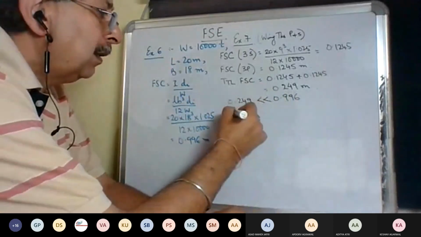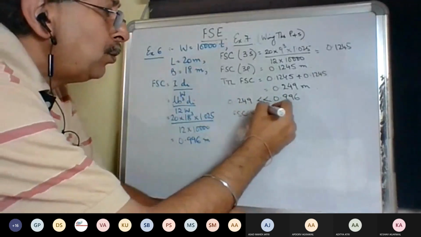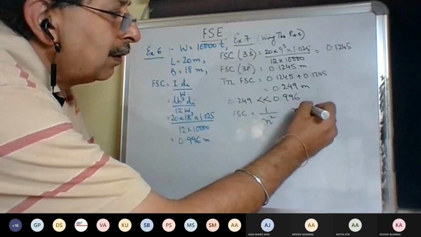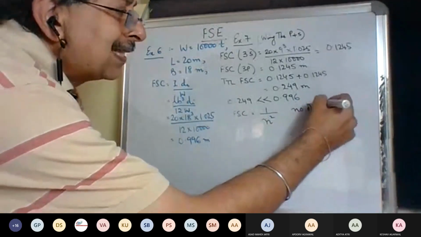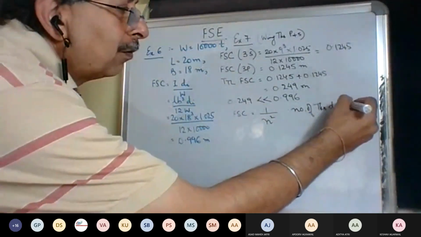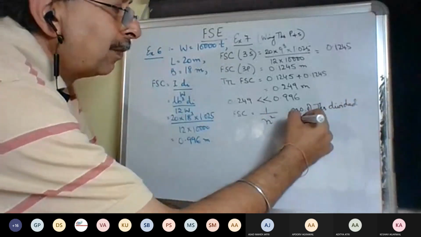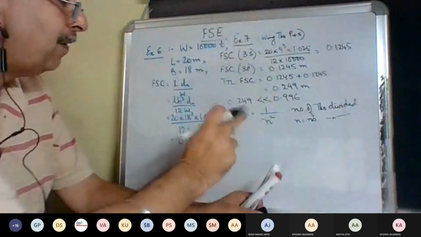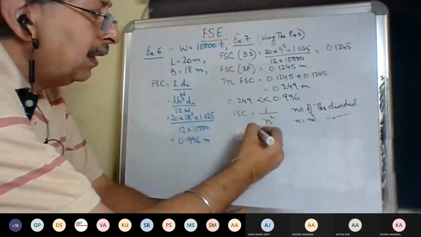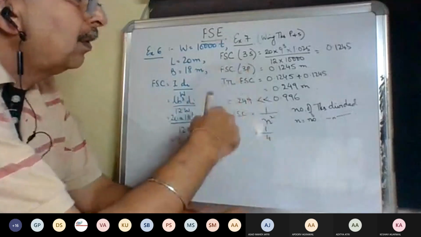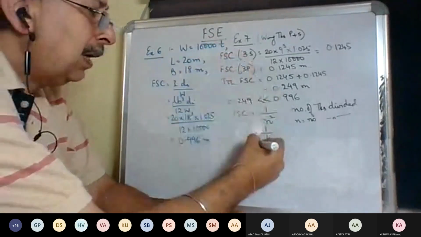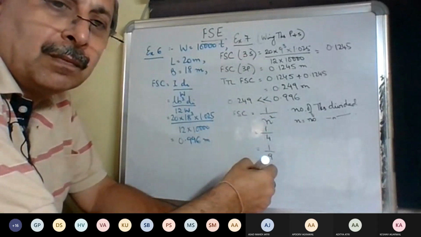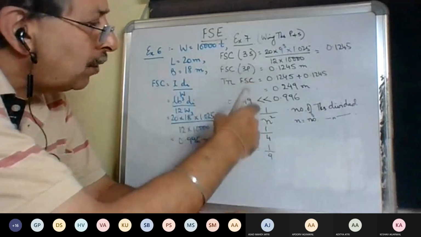So basically, the FSC is becoming 1 by n square, where n is the number of tanks being divided. So if I'm dividing it into 2, the FSC is becoming 1 by 4. If I divide it into 3, the FSC will become 1 upon 9, and so on and so forth. Have you understood what I'm trying to do here?